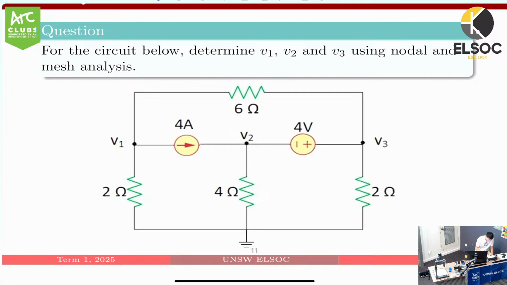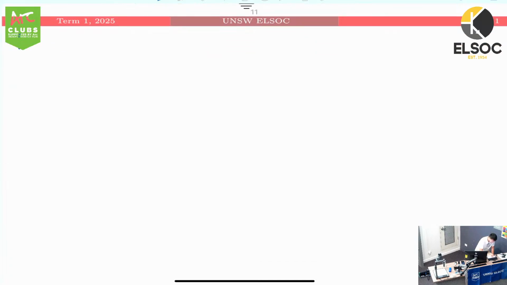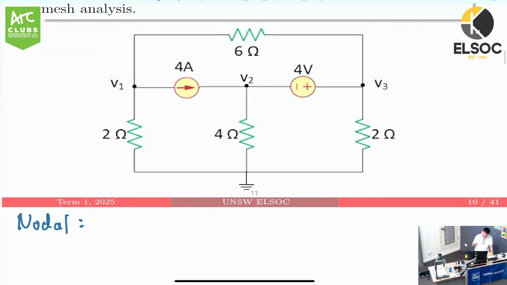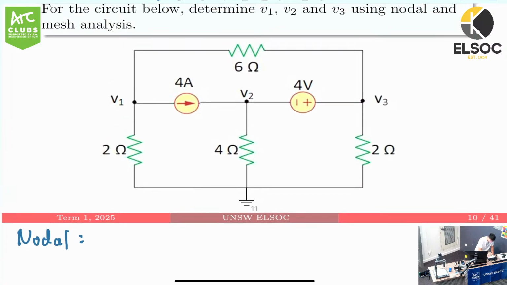Okay, let's get started. First of all, we're going to do nodal analysis. For nodal, we have to, first of all, assign our polarities. Let me just draw some polarities on here. We call this positive, negative, and negative. It doesn't matter how you assign the polarities.